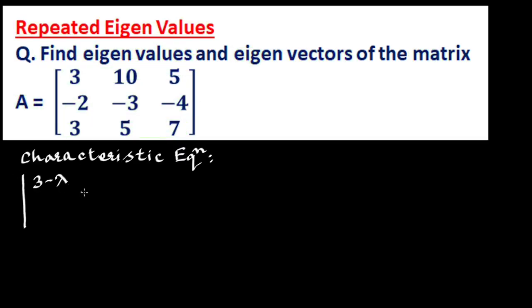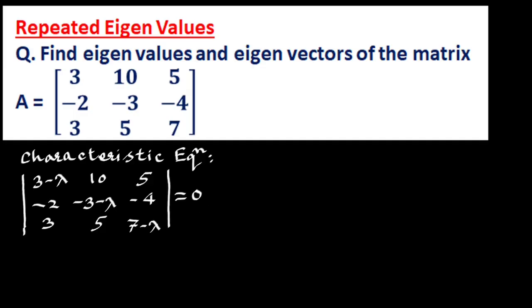Determinant of 3 minus lambda, minus 3 minus lambda, 7 minus lambda, the diagonal elements, with the rest of the elements remaining the same, equals 0. After expansion and simplification, we get (lambda minus 3) into (lambda minus 2) whole square equals 0, and hence the eigenvalues are 3 and 2, with repeated eigenvalues 2 and 2.